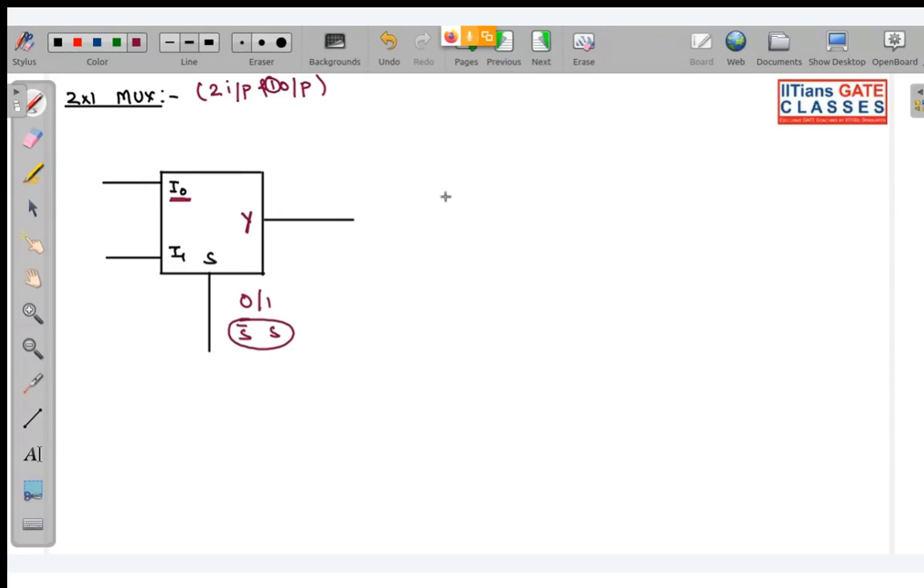So how do we write the expression? It can be like Y is equal to, whenever it is S complement, I naught will be selected. Now I naught can be anything. It can be 0, it can be 1, it can be a string of binary number, it can be anything in binary. I am not defining that. I am defining in a generalized way that it is I naught. Or what will be the other case? If S is equal to 1, so that corresponds to S, then I1 will be at your output.